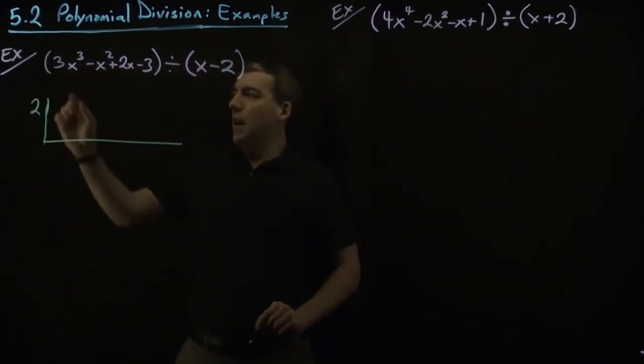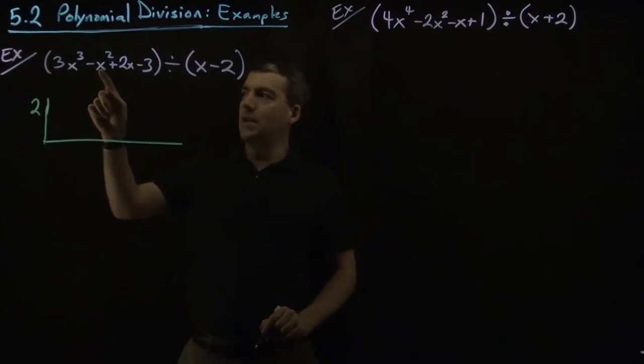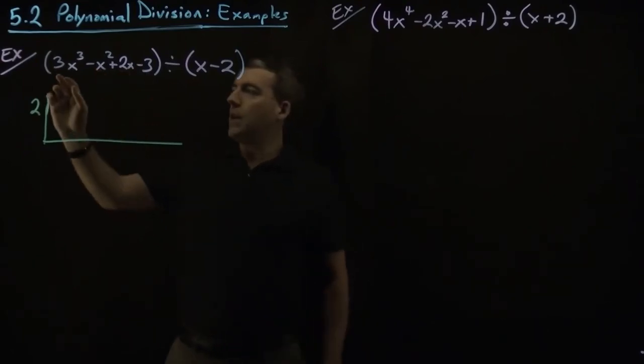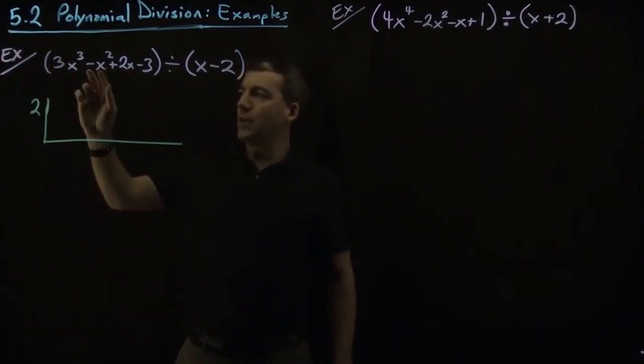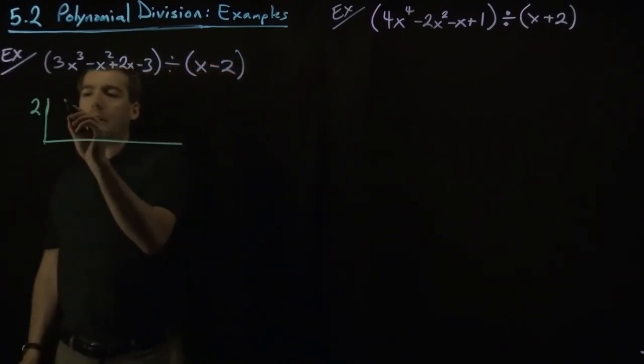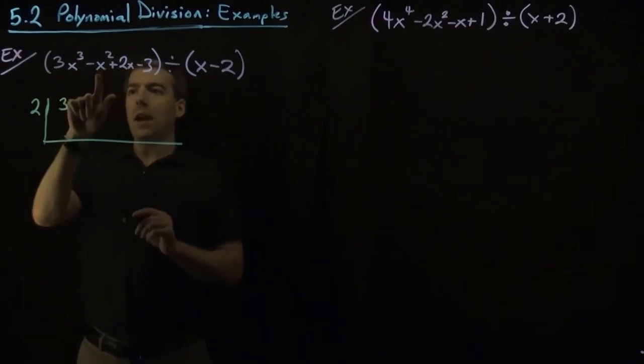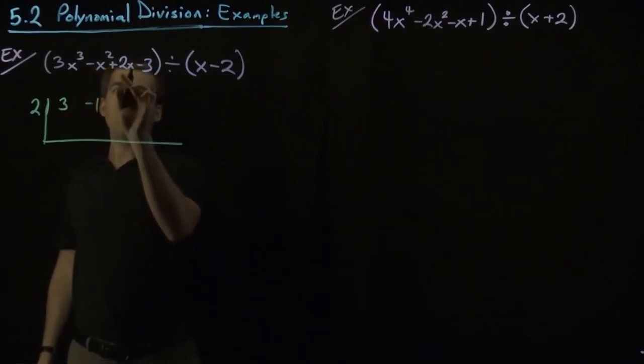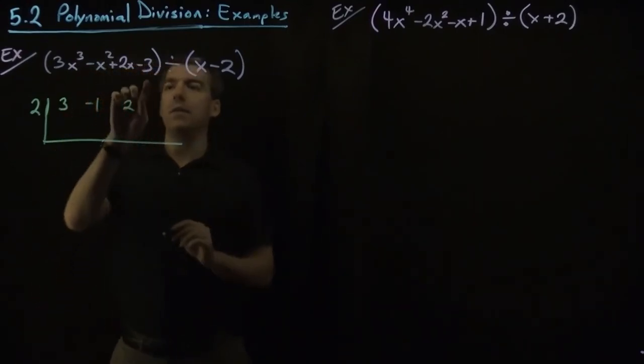All right, and now we list the coefficients in descending degree order. So we've got a cubic term, quadratic term, linear term, and then a constant. So we'll start with the 3, -1, 2, and -3.